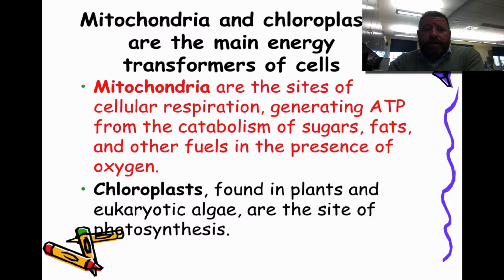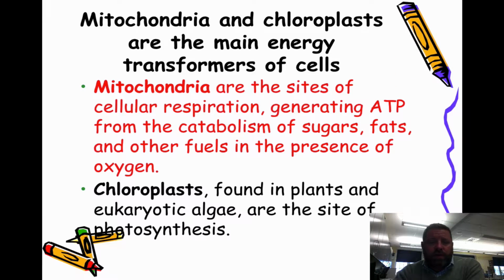So mitochondria and chloroplasts are both found in eukaryotic cells, along with other cellular components. Mitochondria are the site of cellular respiration, not the powerhouse of the cell. It drives me insane when you hear that. Anyway, you can use that if you want, that's fine. Their job is to generate ATP. And what they do is they recycle ADP and AMP into ATP.